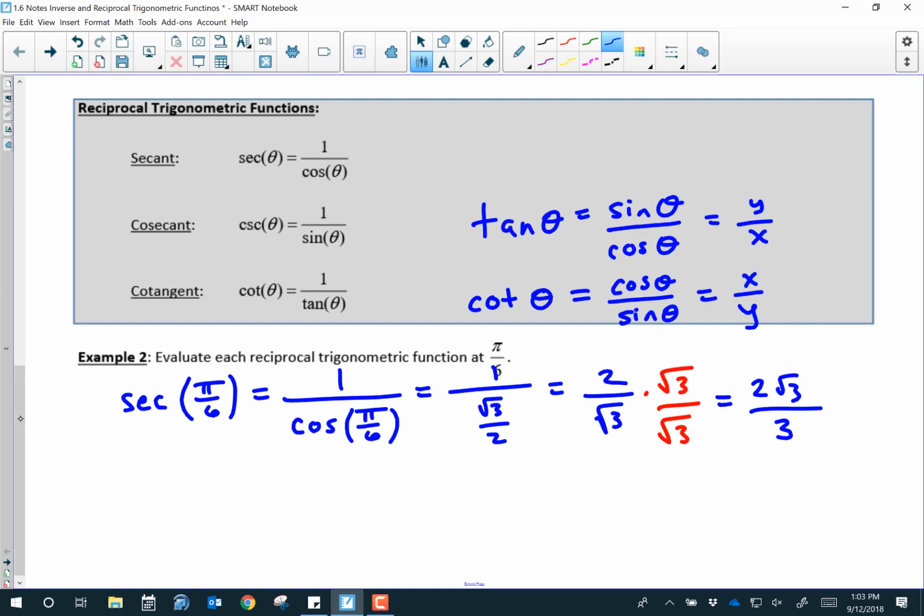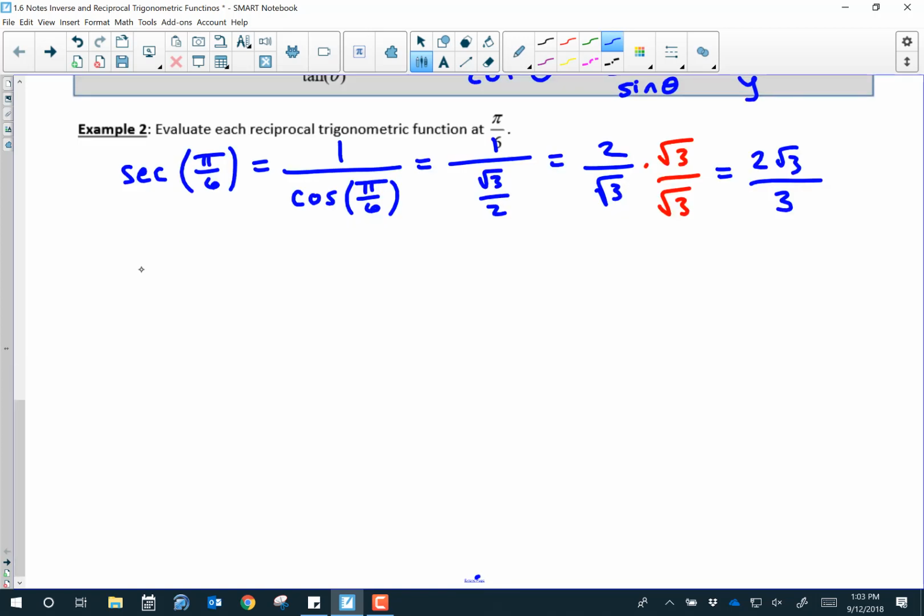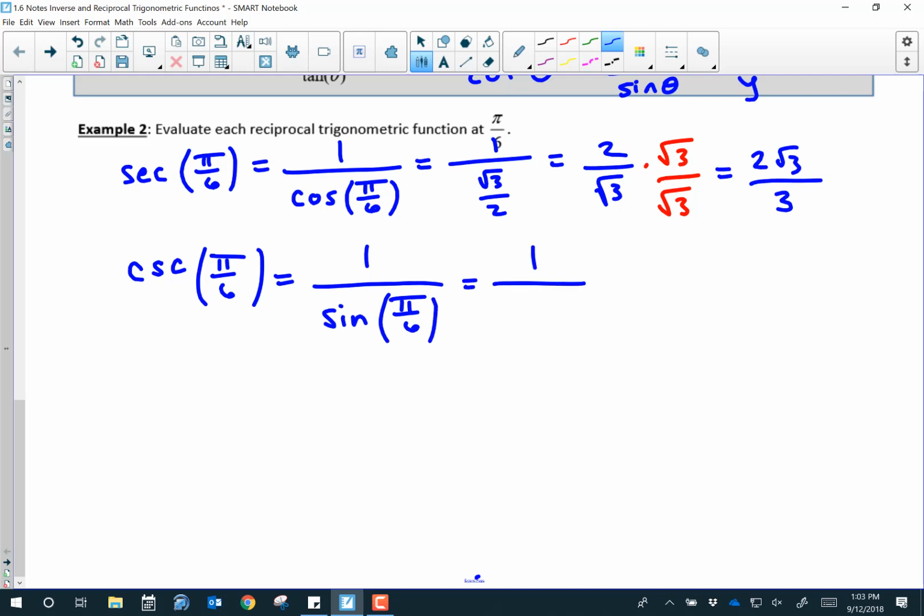Okay, so let's try cosecant of pi over 6. Sorry, not cosine. Cosecant, my bad. Cosecant of pi over 6. What's the reciprocal of cosecant? Yeah, cosecant is defined as 1 over sine. So what's the sine of pi over 6?